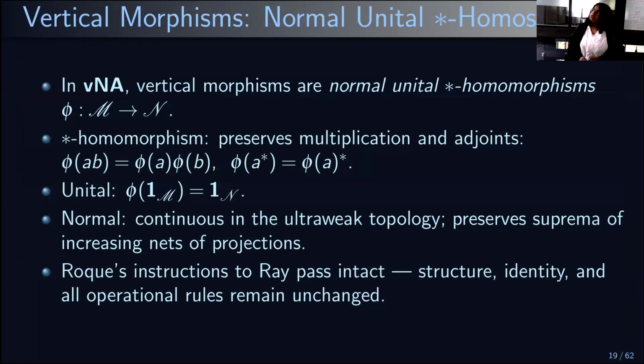So the vertical morphisms here are normal unital star homomorphisms, which basically just means that you're going from one Von Neumann algebra to another, but you're respecting its structure with respect to multiplication and adjoints. So now Locke's instructions, which is one system of beliefs, is going to Ray, who has his own algebra in a sense, and the instructions are passing. So it's just this passage of knowledge that is happening, but at the same time, the structure is remaining intact in a sense. So yeah, that basically motivates what the normal unital star homomorphisms look like.